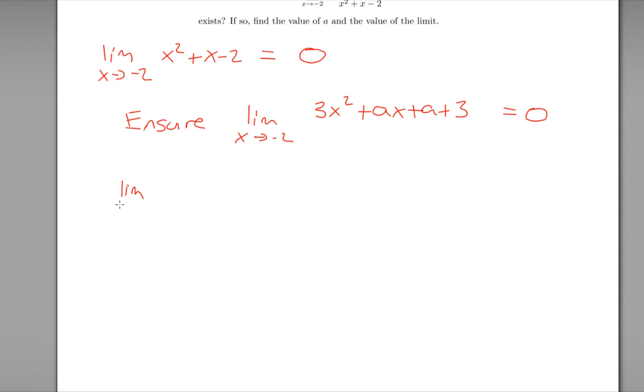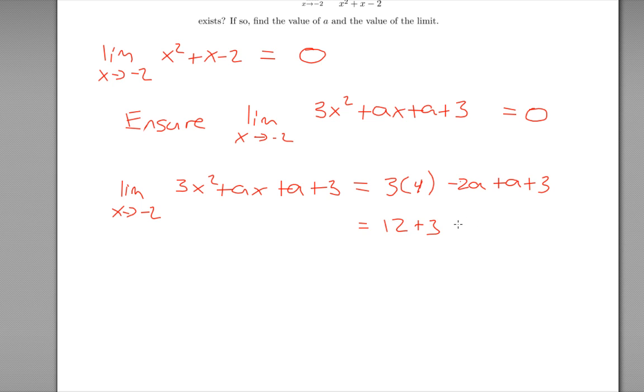So the limit as x goes to -2 of 3x squared plus ax plus a plus 3. Well, this is no problem. We can just plug in x equals -2 into all of this. So we get 3 times, -2 squared is just 4, which is 4. As x goes to -2, ax goes to -2a, plus a plus 3. So when I add that all up, I get 12 plus 3 minus a. So we get 15 minus a.